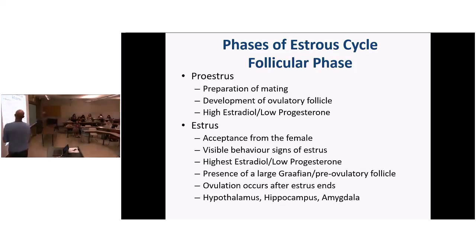So when you go in the slides, in proestrus, you have the development of the ovulatory follicle. Yes, you have high estradiol, low progesterone. If you go into the estrus, they also have high estradiol, low progesterone. The only thing is that here, the development of the ovulatory follicle is followed by ovulation. Another very important thing: visible behavioral signs of estrus. Why does this second part tend to be important?